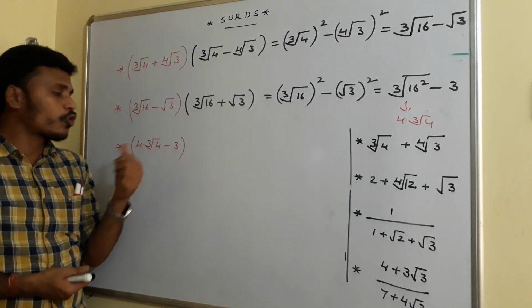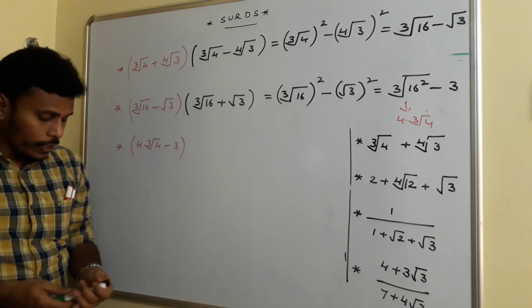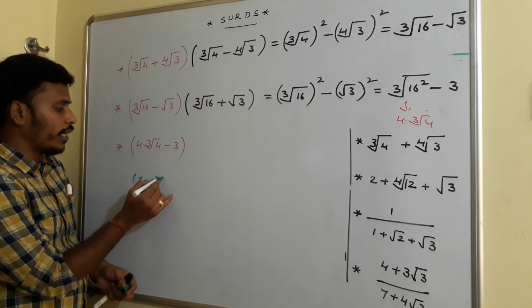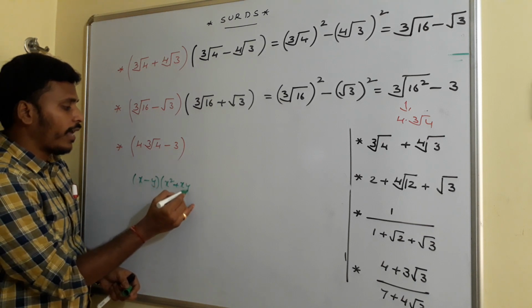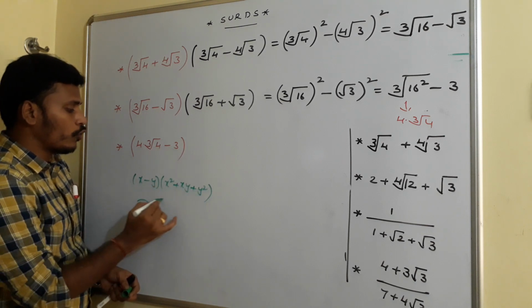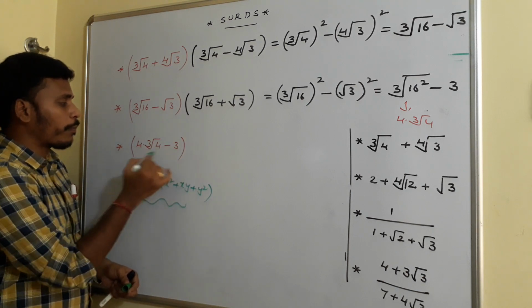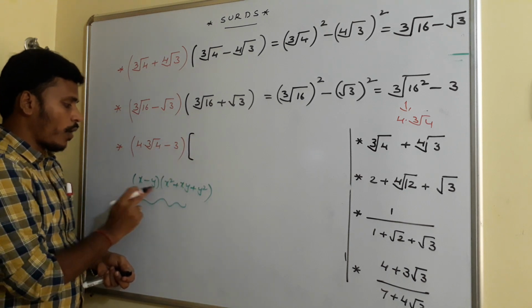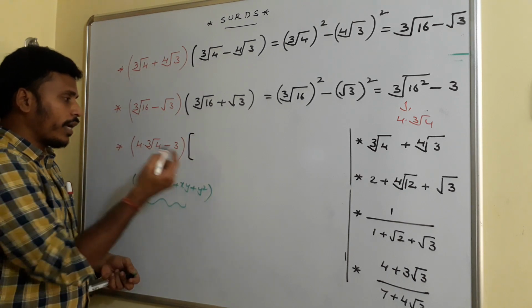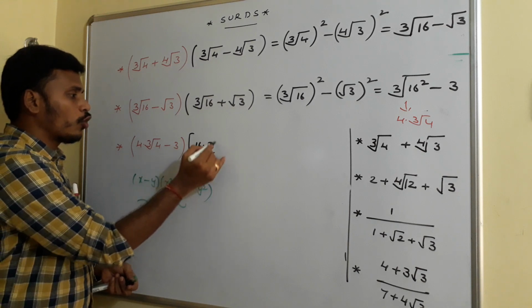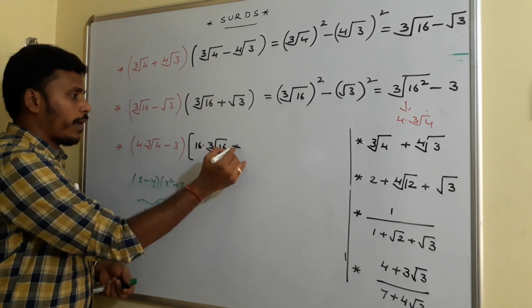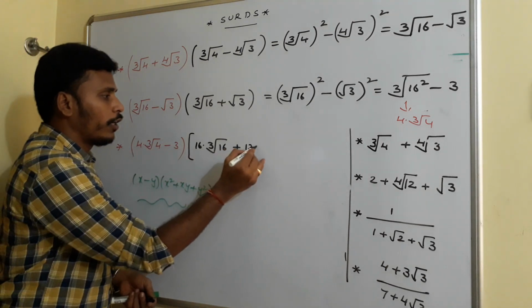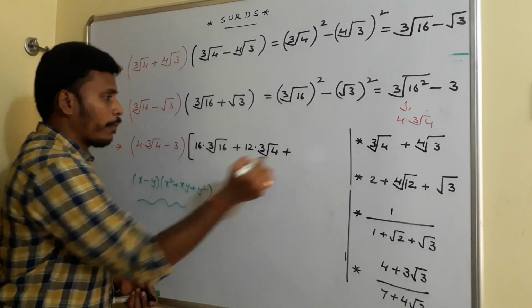Now you try to eliminate this cube root. To eliminate that cube root, you think about the identity again: x minus y into x square plus xy plus y square. You are going to multiply this 4 into cube root 4 minus 3 with x square. X is 4 into cube root 4. Its square is 16 into cube root 16, plus xy. The product of these two things, 3 into 4 is 12 into cube root 4, plus y square.